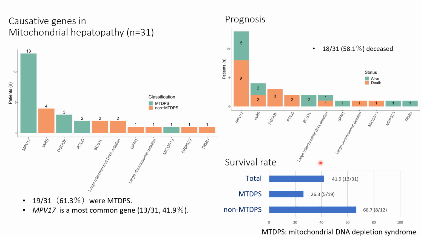Green represents alive. About 60% of hepatopathy patients have died so far. Compared by MTDPS or non-MTDPS, the MTDPS group showed an obviously lower survival rate.